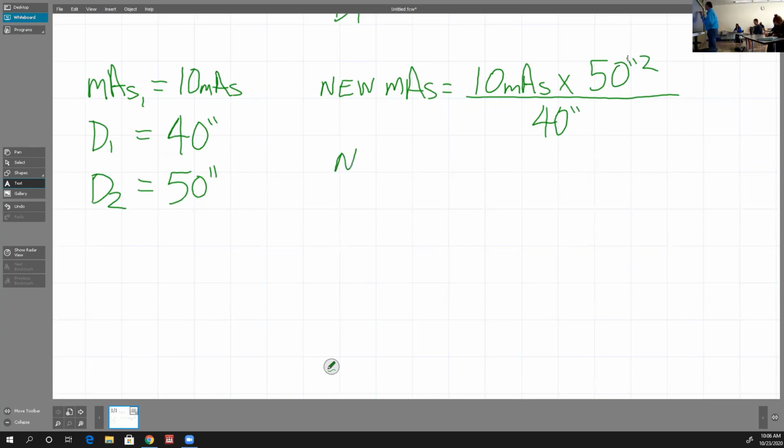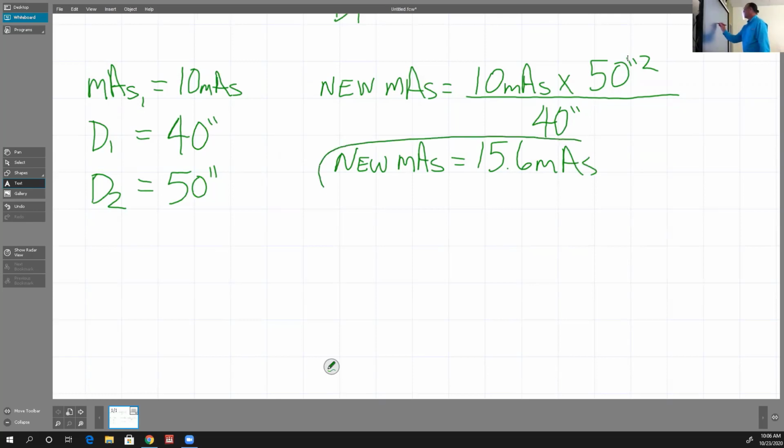So our new mass equals 15.6 mass. So now we just make that adjustment for the change in SID, and we have a comparable exposure right there. That's pretty simple, isn't it? Now, are we going to have a mass station of 15.6? No. I'd just go to the closest mass, which could be 15, it could be 16, depending on the machine. It could be 17.5.